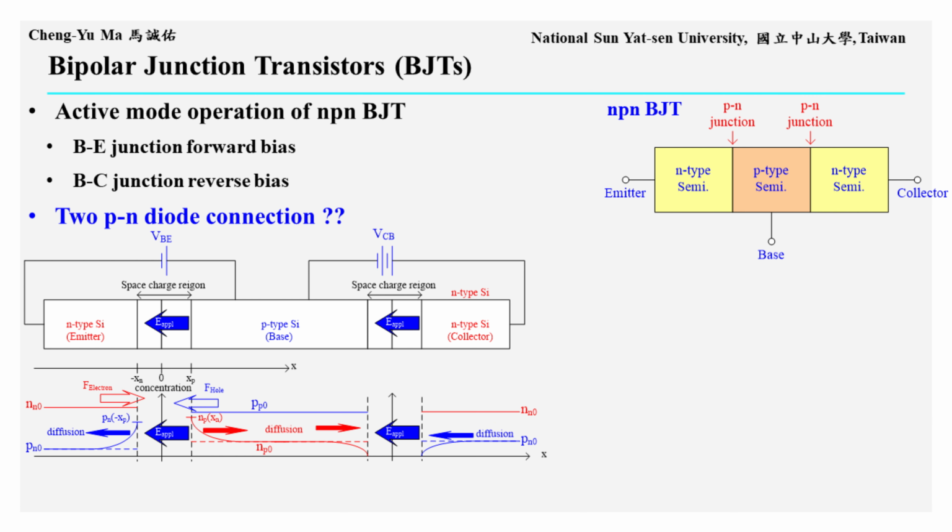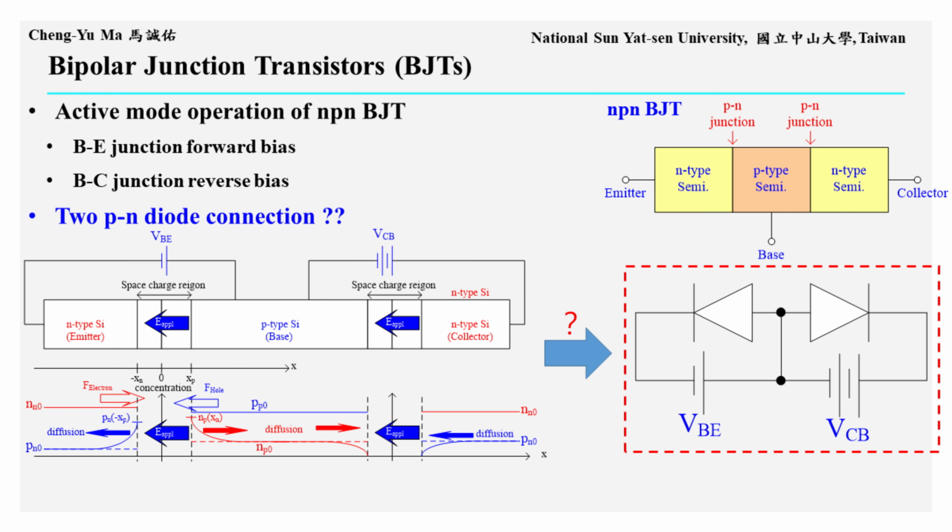Now, let's look at an NPN BJT. From the structure, it may seem like two PN junctions are simply connected together. The base emitter junction is forward biased, and the base collector junction is reverse biased. So, can we analyze the internal carrier concentration profile by simply connecting the two PN junction profiles introduced earlier, as shown in the figure?